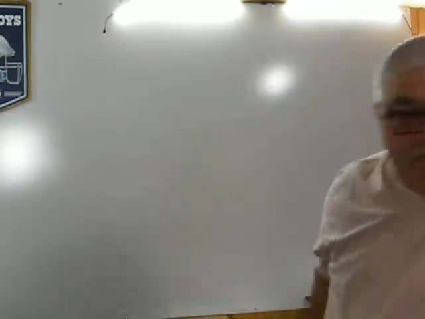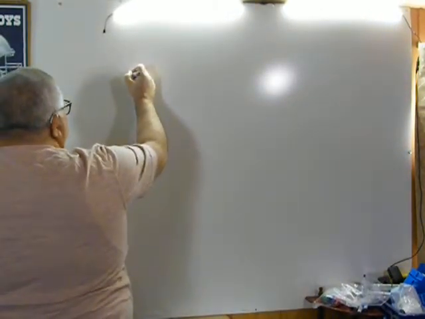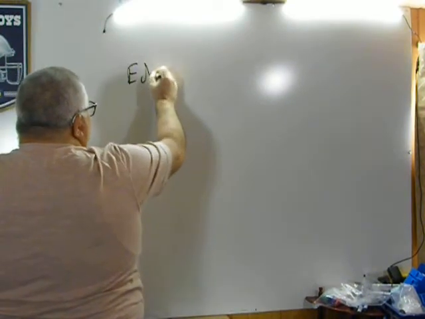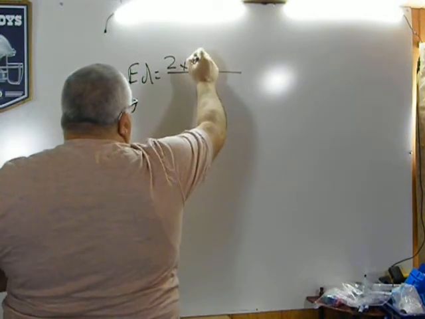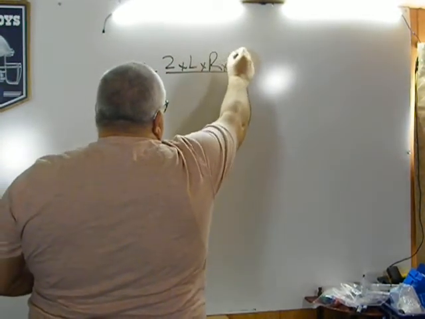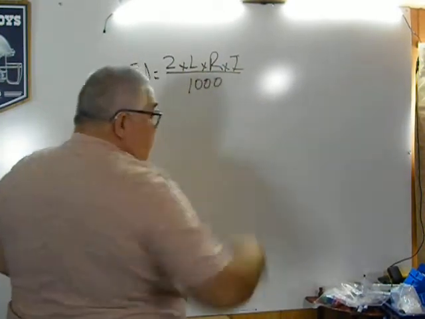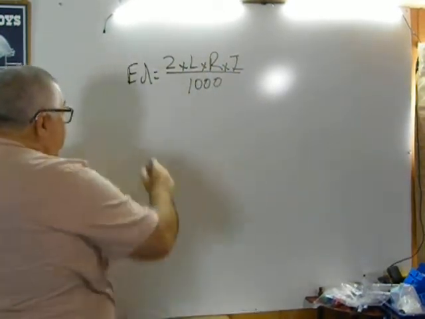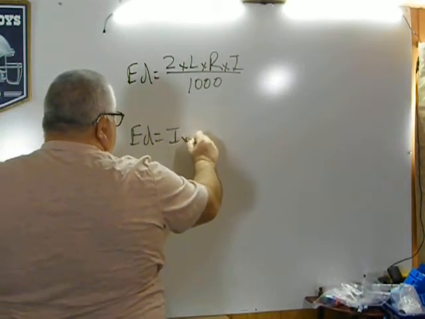Voltage drop in my marker. We have different formulas we can use. So ED equals 2 times L times R times I divided by 1,000. So this is a 1 in your book. Then we have ED equals I times R.